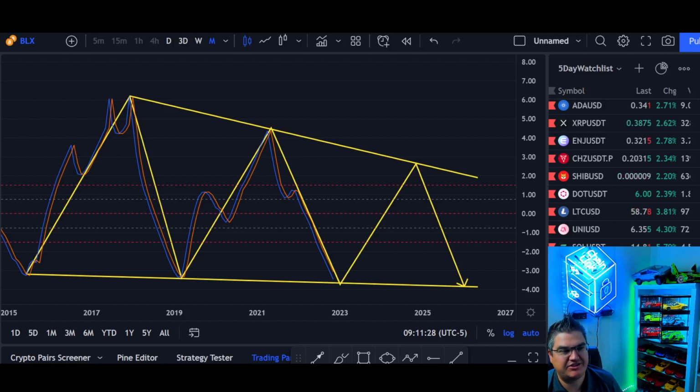Bitcoin on the BLX chart on the monthly, going all the way back to 2015, the start of the bull run, way back here. And then we have our first data point here. Our next data point at the peak of the bull market, right? Then the start of the bear market. We have a new data point, right? That's the third. So 1, 2, 3.